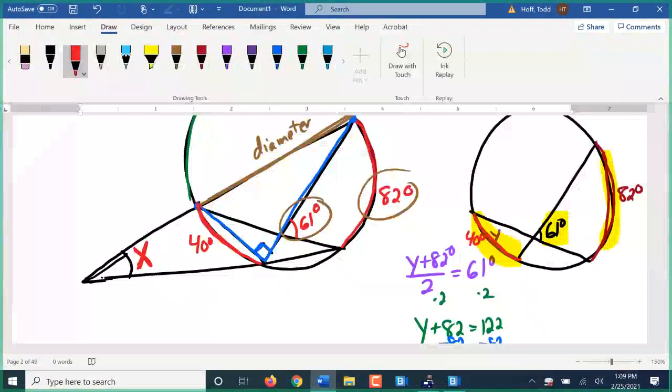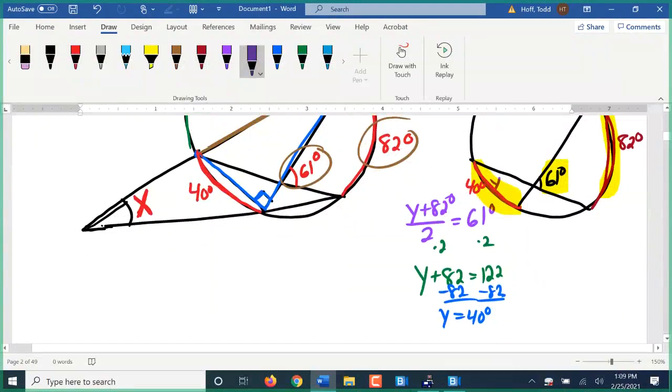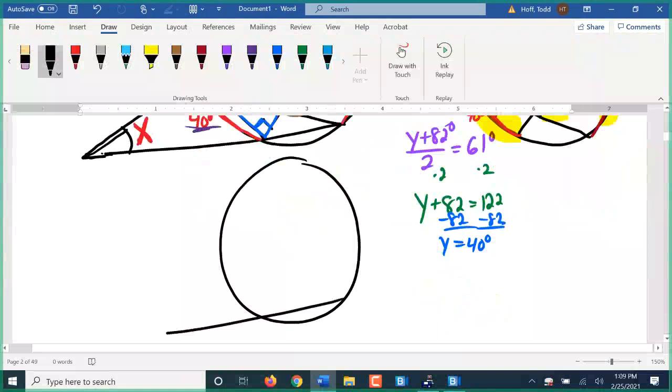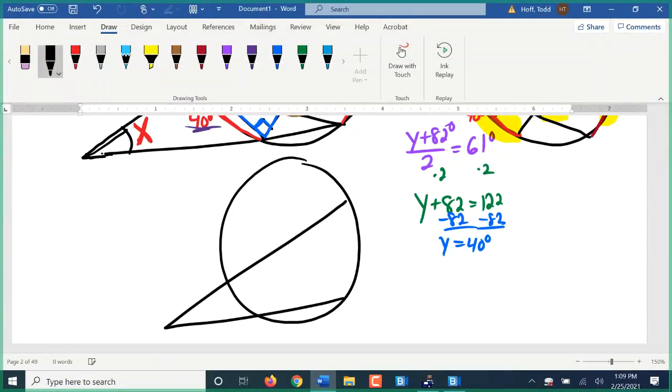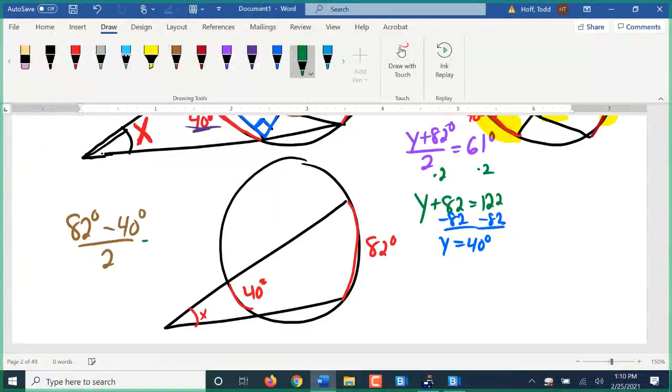Well, now we have everything we need to know to find our angle x out here. We have this angle and that angle, or the two arcs, I should say. If I redraw that, I have this is an 82-degree arc. This is a 40-degree arc. And here's my angle. Well, it's simply going to be 82 degrees minus 40 degrees over 2. 82 minus 40 is 42 degrees. Divided by 2 is a 21-degree angle. So this is a 21-degree angle.